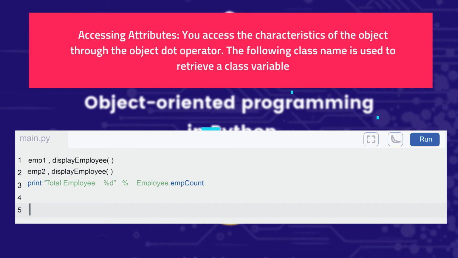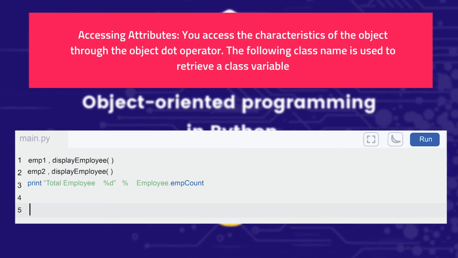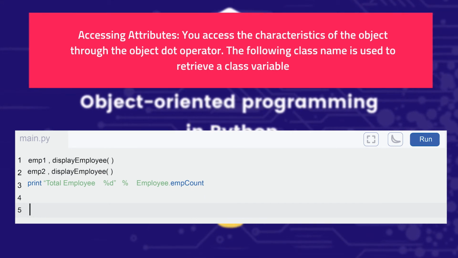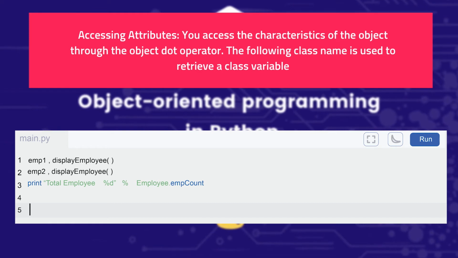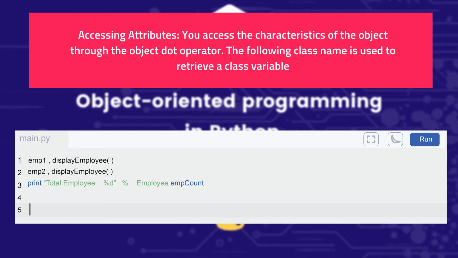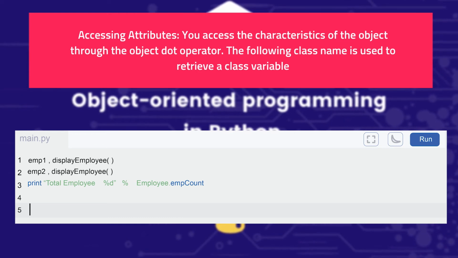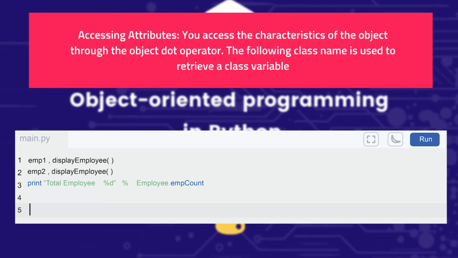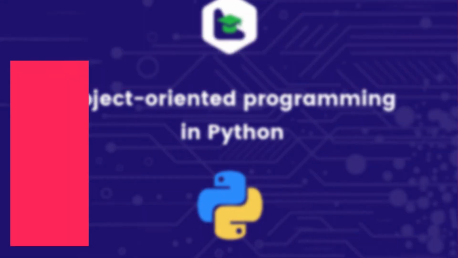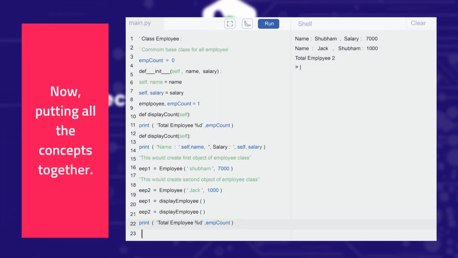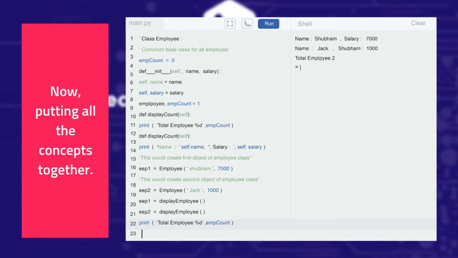Accessing attributes: you access the characteristics of the object through the object dot operator. The class name is used to retrieve a class variable, as shown in the following image. Now, putting all the concepts together, consider the image for example.